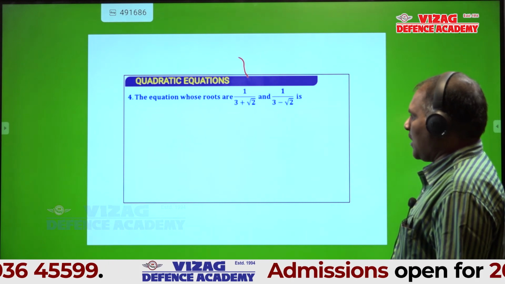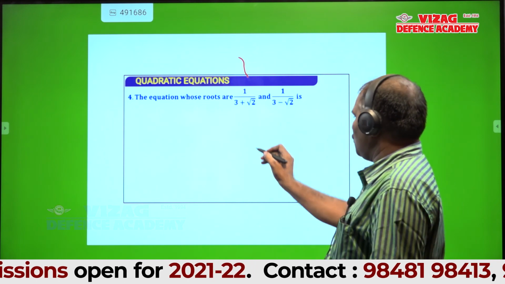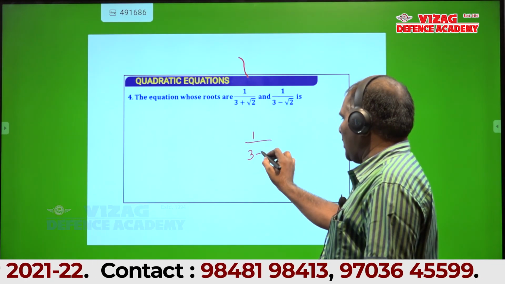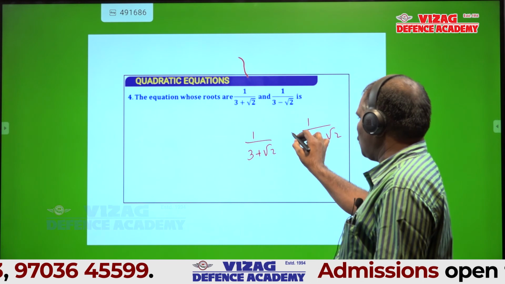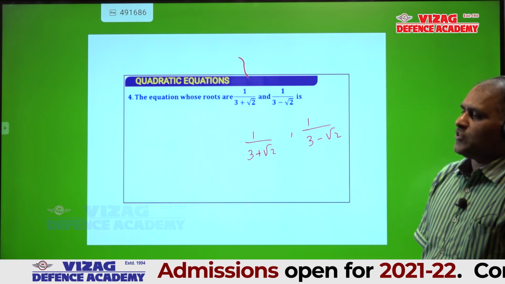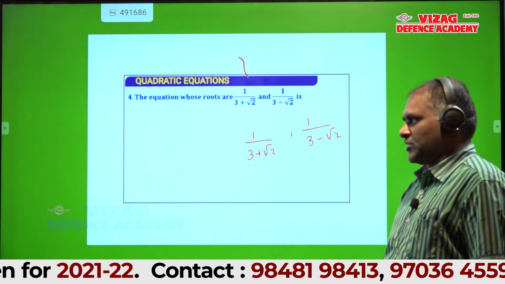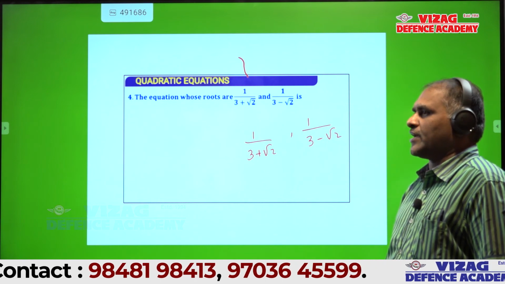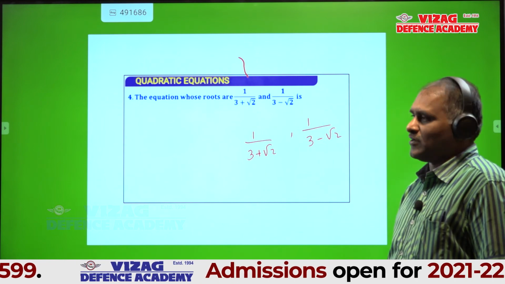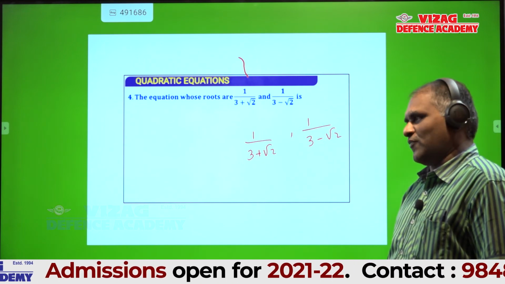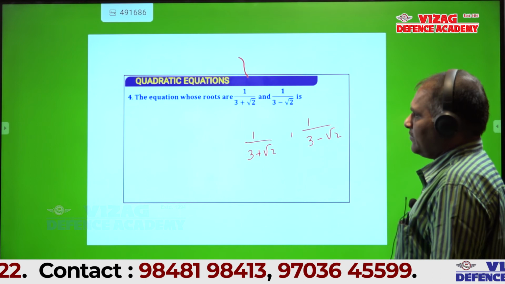Find the quadratic equation whose roots are 1 by 3 plus root 2 and 1 by 3 minus root 2. These are the roots of the equation. Do you remember the property I explained before? x square minus x into sum of roots plus product of roots. Very good.